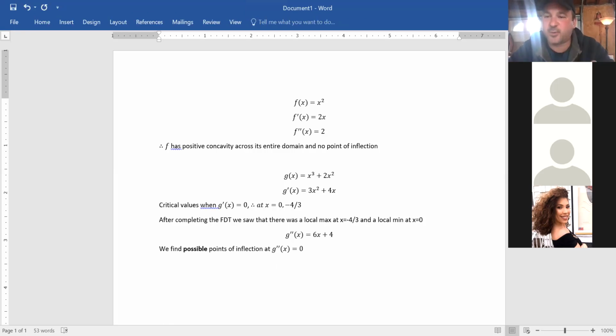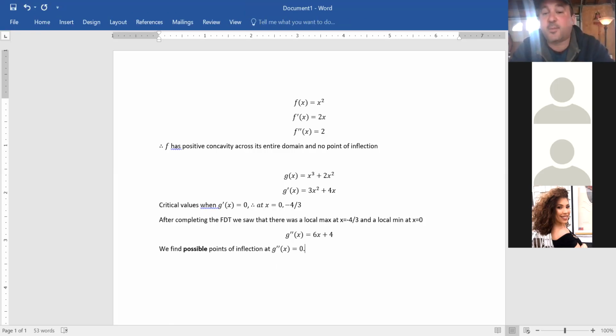only gives us a possible one. Just like the critical values only gave us a possible local min or max. This is a possible point of inflection, but if it has to happen somewhere, it's going to be here. And what you do is the same exact process that you did for the first derivative test. You do that for this, and it will tell you if it is a point of inflection. How? If it changes sign.